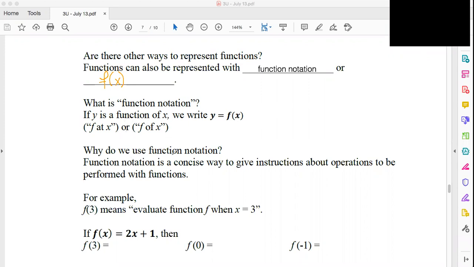So why do we use function notation? Function notation is a concise way to give instructions about operations to be performed with functions. Honest to God, it's the exact same thing as a y. There's not too much difference. So I'm going to clear that. We're going to do a few examples.